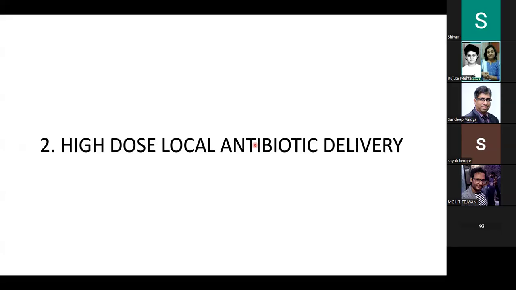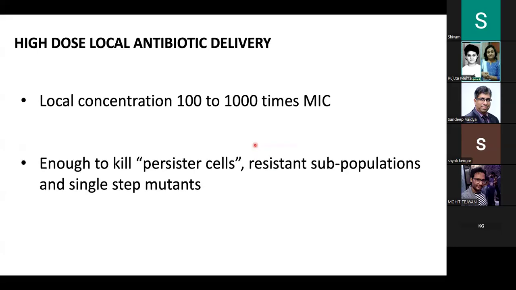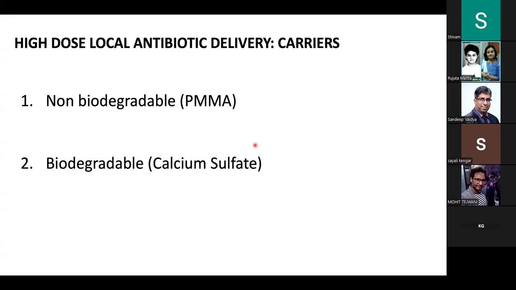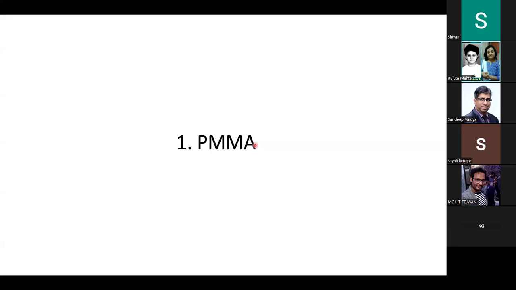The second important arm is high dose local antibiotic delivery. As I mentioned, IV antibiotics don't work in chronic osteomyelitis, so you need to give high dose local antibiotic delivery. The most commonly used antibiotic delivery systems are bone cement, that is polymethyl methacrylate, which is non-biodegradable, and calcium sulfate granules, that is stimulan, which we use most commonly and which is biodegradable. So these are the two that we use most commonly. Let's look at each of these one by one and understand the pros and cons.